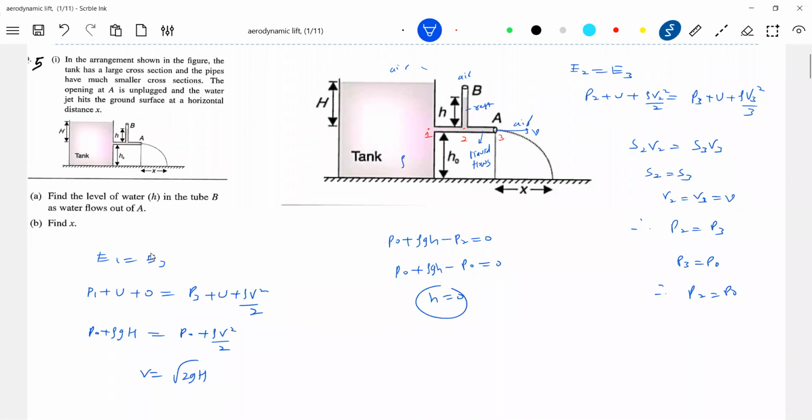So what height it will descend? H naught equal to G T square by 2. T equal to root of 2H naught by G. So then what is X equal to? V into T. That is 2 root of H H naught.